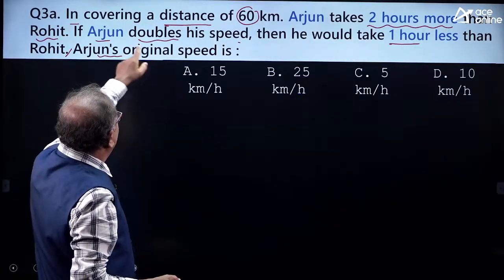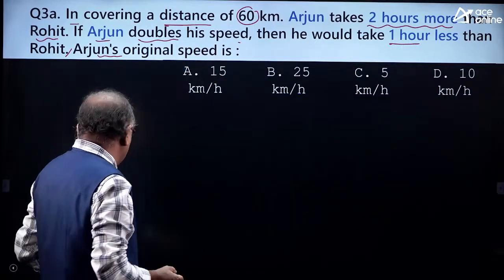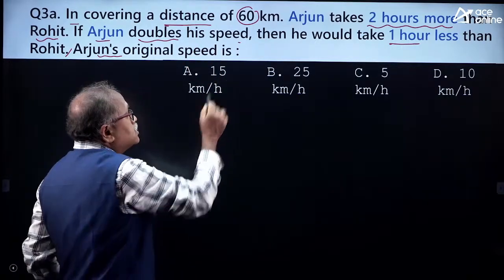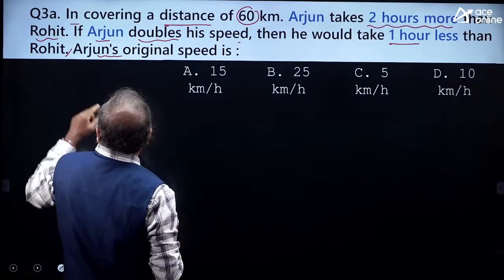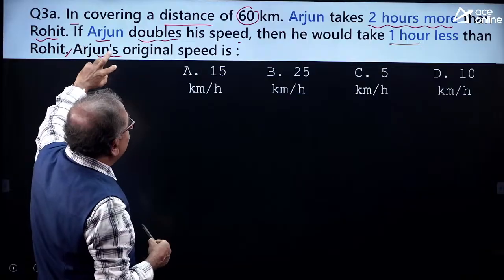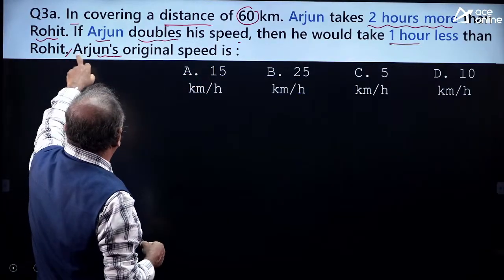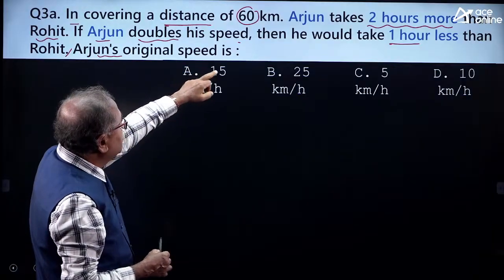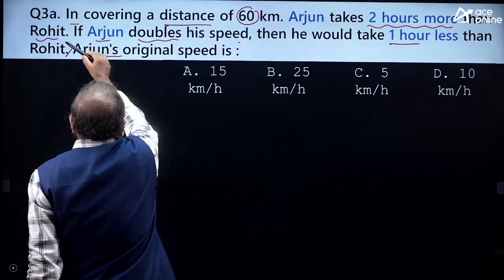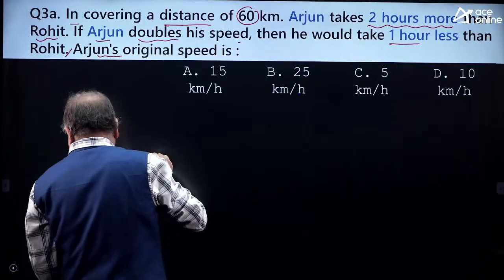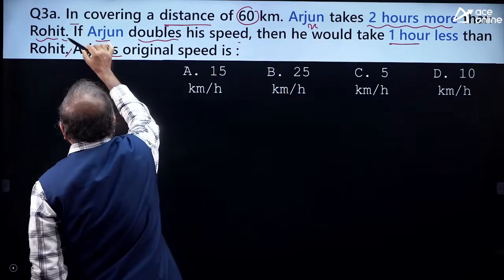So, in the first case, what happens? Arjun is taking 2 hours more. If I consider his original speed is x, then Rohit's speed... any relation is there in covering? Arjun takes 2 hours more than Rohit. If Arjun doubles his speed, then 1 hour less. Okay. So I will consider Arjun as x and Rohit as y.